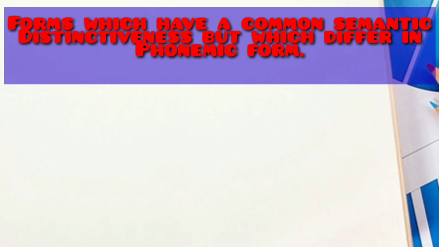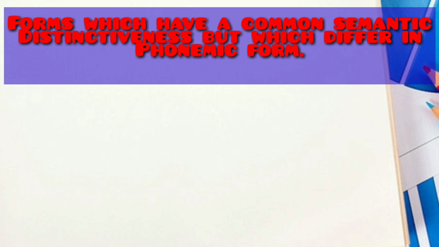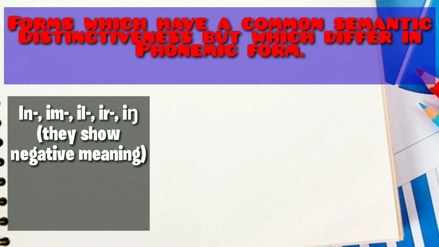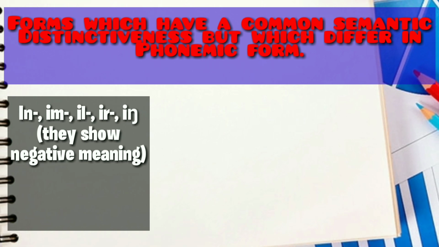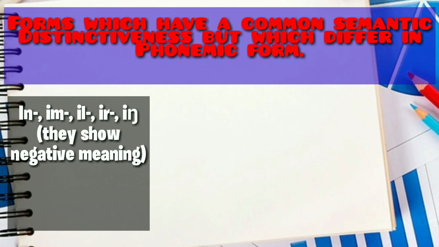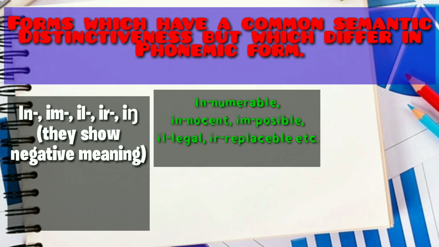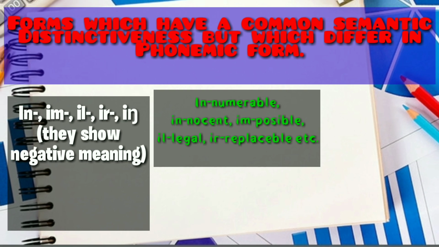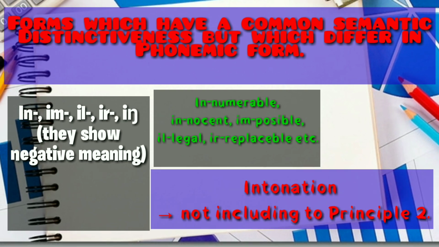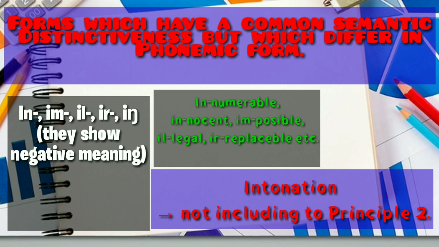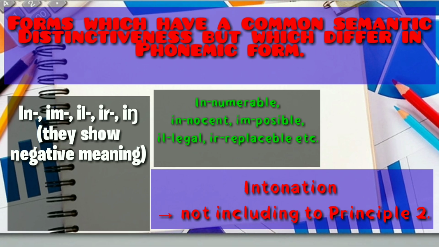The next is principle 2. Forms which have a common semantic distinctiveness but which differ in phonemic form. So if you see the prefixes in-, il-, im-, ir- in a word, the word must have a negative meaning. For example, innumerable, innocent, impossible, illegal, irreplaceable. But the word intonation is not included in principle 2, because in there doesn't show negative meaning. It is not a prefix there.